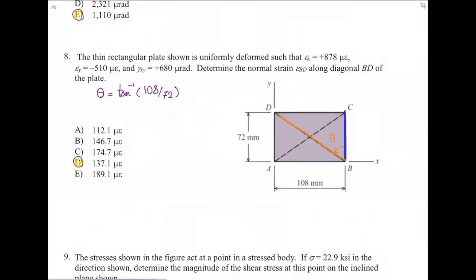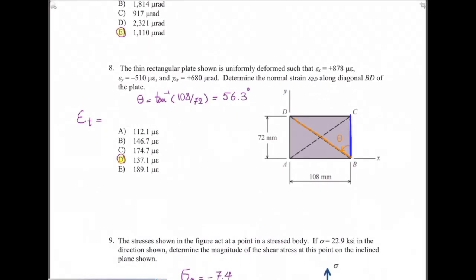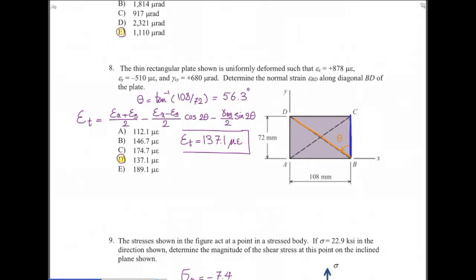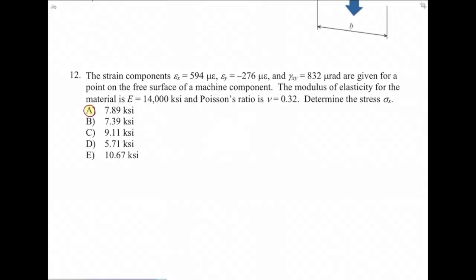Tangent of theta is 108 divided by 72, which gives us 56.3, and I simply plug that into the strain transformation equation. This is actually epsilon n because I have started from the right. So I just plug the values and I will get this number, which is D. Question 12.